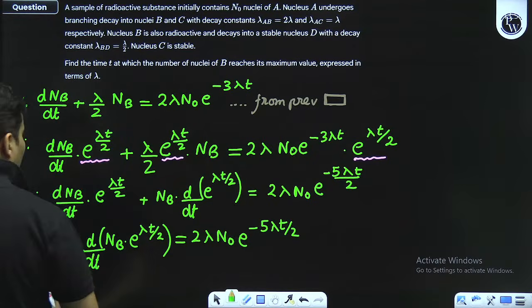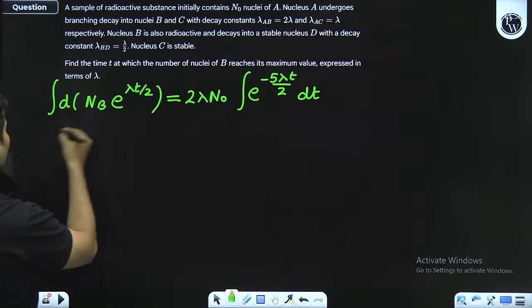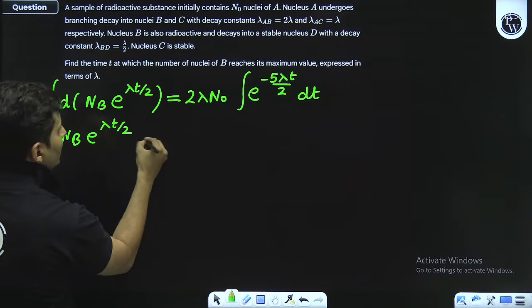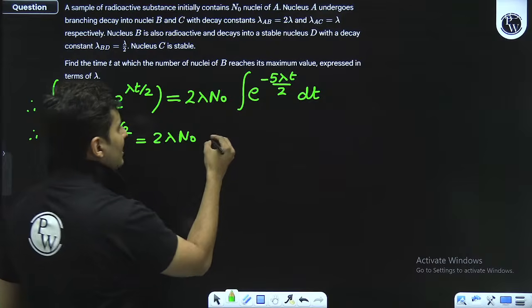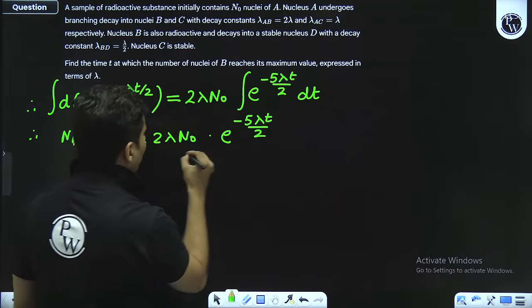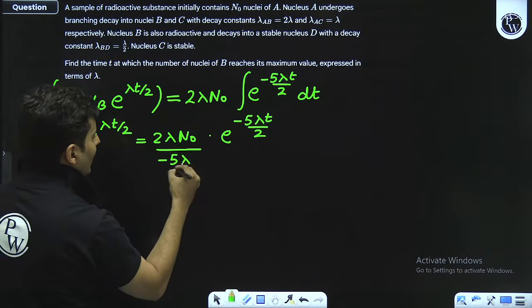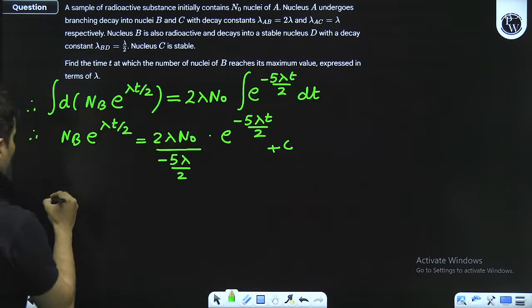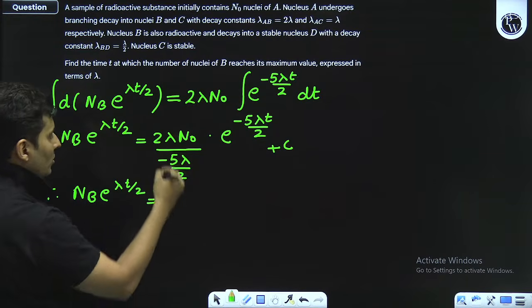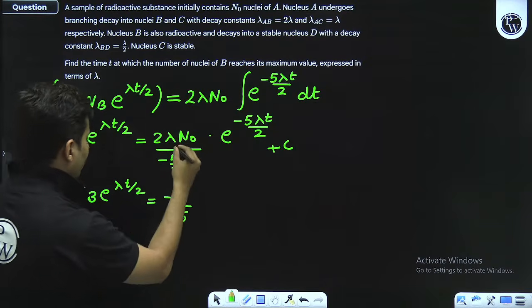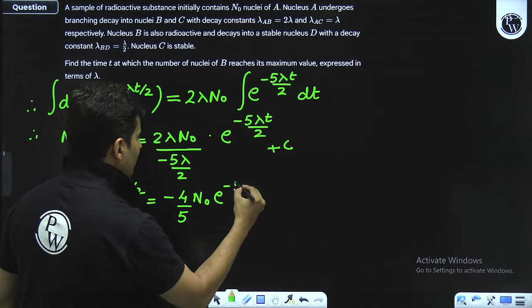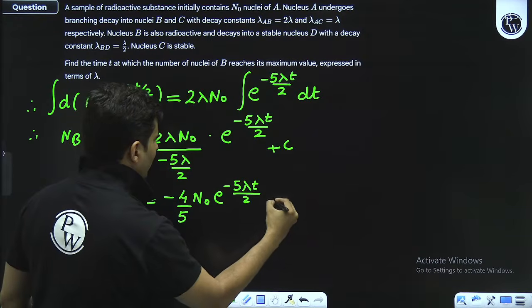Okay. Now what, guys? Yeah. I'm doing indefinite integration, not definite. So this will just become nb e to the power lambda t by 2 is equal to 2 lambda n naught, and this guy's integration is e raised to minus 5 lambda t by 2, the whole thing divided by minus 5 lambda by 2, plus c. Okay, so this will become nb e to the power lambda t by 2 is equal to, 2 goes on the top, so minus 4 by 5, lambda has gone, n naught e to the power minus 5 lambda t by 2 plus c.